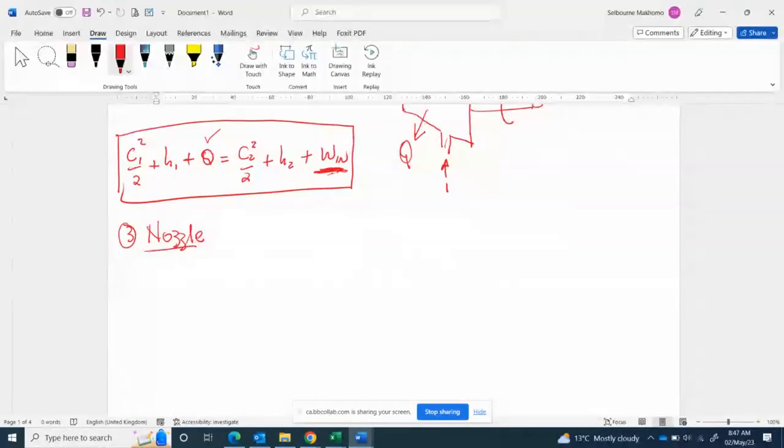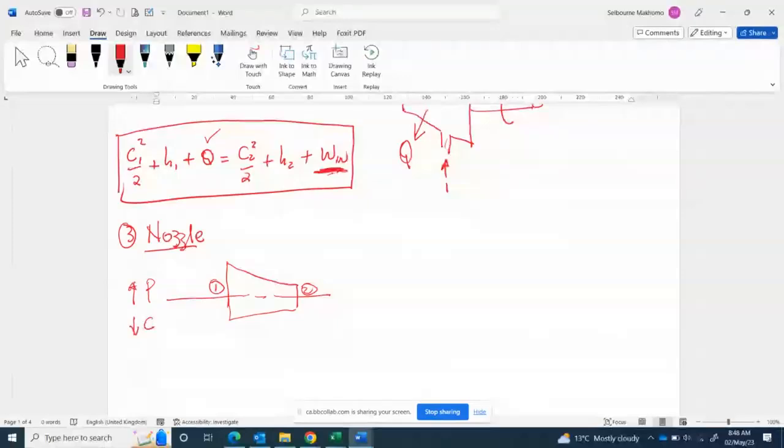The function of a nozzle in engineering is to do what? To increase the velocity or to accelerate the working fluid at the expense of pressure. What happens is that at the beginning of the nozzle, so this is a nozzle, at the nozzle inlet, which is at point number 1, the pressure is high, P, and the velocity, C, is low.